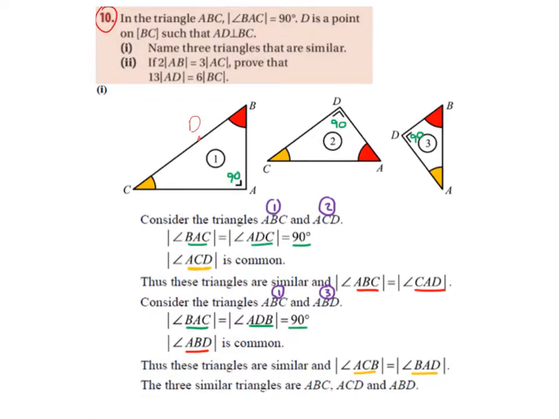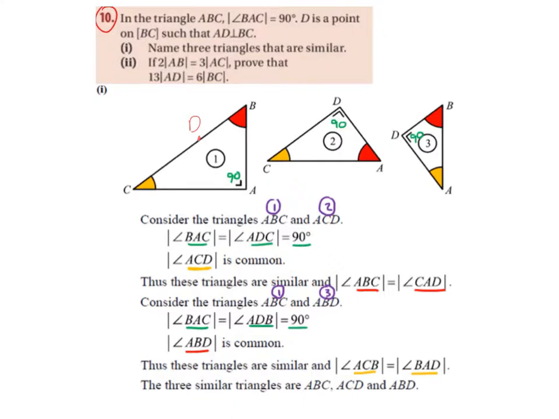So we're going to consider the triangles ABC, triangle 1, and ABD, triangle 3. The angle BAC, this angle here, is equal to the angle ADB, this angle here. They are both 90 degrees. The angle ABD is common, so this red angle here. They are both the same because this triangle fits into this triangle, so that is actually a common angle.